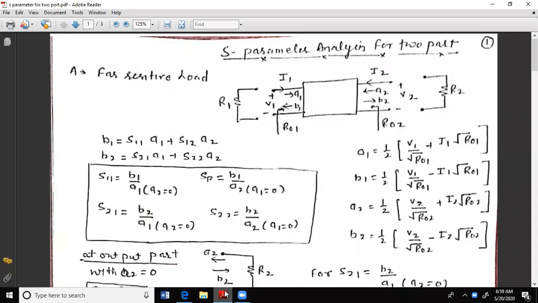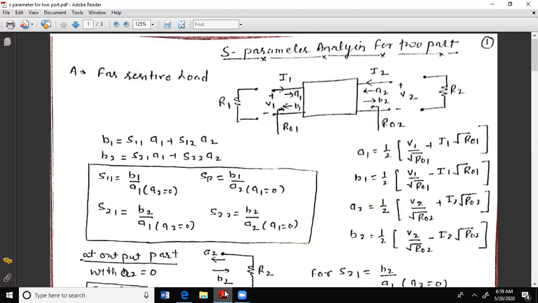Good morning, students. In today's lecture, we will discuss S parameter analysis for the two-port. S parameter is known as the scattering parameter, which represents the power flowing in a circuit. When we analyze a circuit at high frequency, there will always be reflection. So it is desirable, when working at high frequency, to analyze the circuit with the help of S parameters: what is the incident power, what is the reflected power.